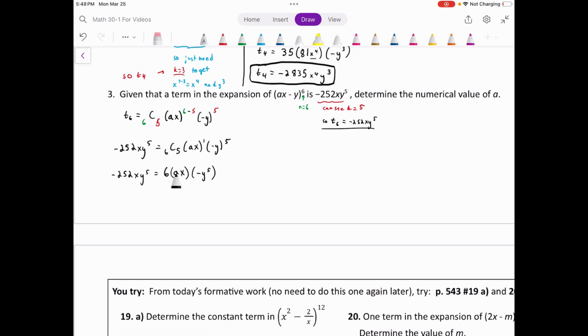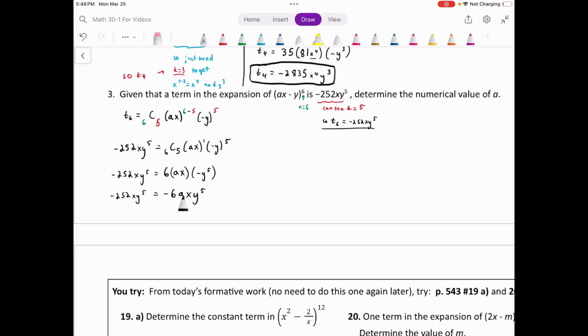Do you see how this is looking promising? If I want to solve for a, I can see I'm eventually going to divide by x. That'll cancel out. I'm eventually going to divide by y to the 5th. That'll cancel out. So it looks like a is pretty solvable here. So negative 252 xy to the 5th equals, let's just multiply together to simplify a bit here. I'm going to have negative 6a xy to the power of 5, right? 6 times a times negative 1. Negative 6a times xy to the power of 5.